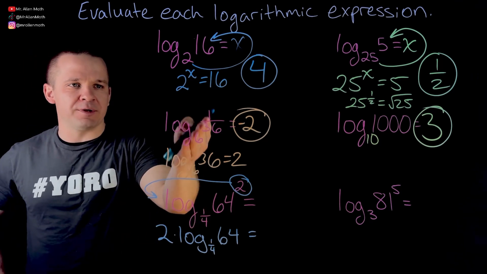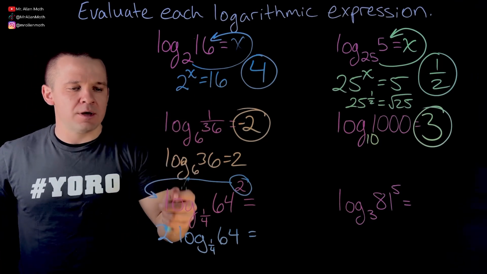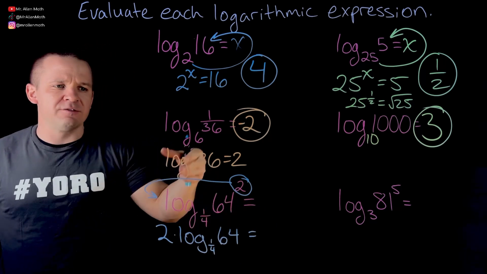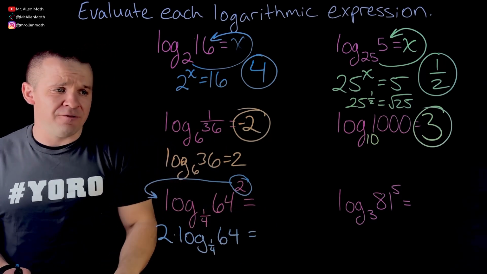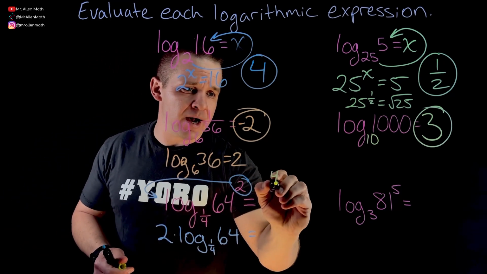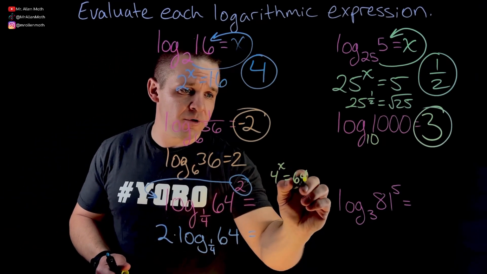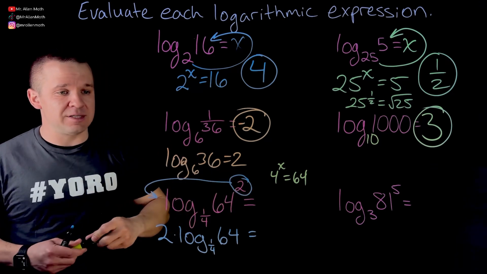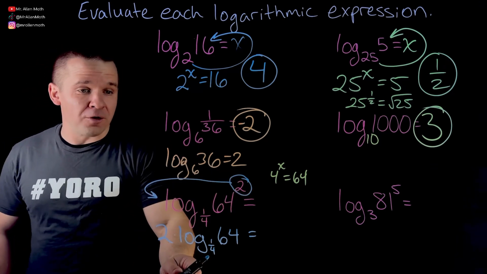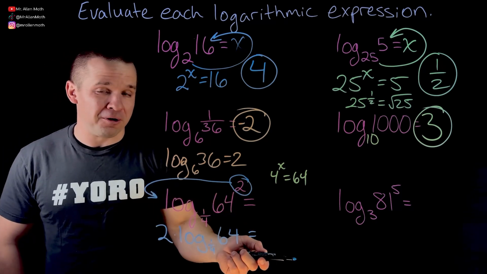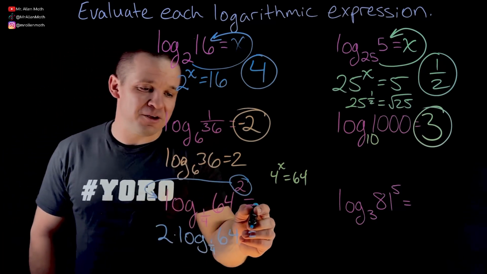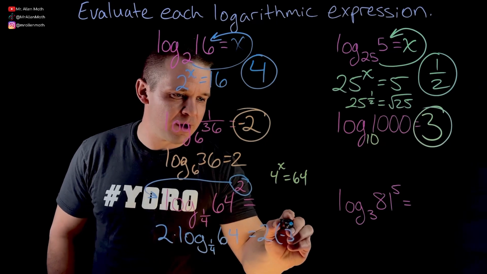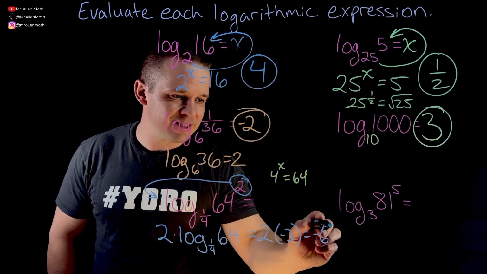Remember how we talked about this one here? Think about those negative exponents. So let's not think about the fraction right now. Let's think 4 to what power gives me 64. And, hey, if you got to do a little side math, that's totally fine. 4 to the 3rd power gives me 64. So 1/4 to the -3rd power gives me 64. Ooh, that is tough. All right, so this is going to be 2 times -3, which equals -6.